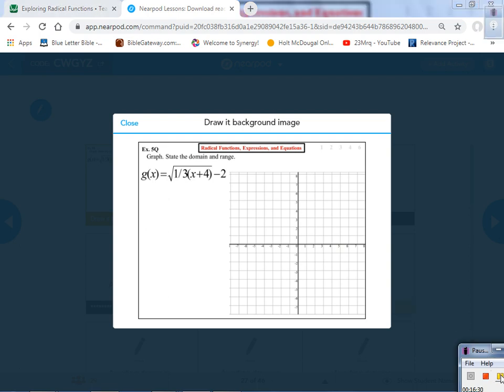Go. Oh, by the way, our example is 5q, and that is g of x equals square root of 1/3 times x plus 4, close parentheses, and -2 outside the radical. Copy that and go.